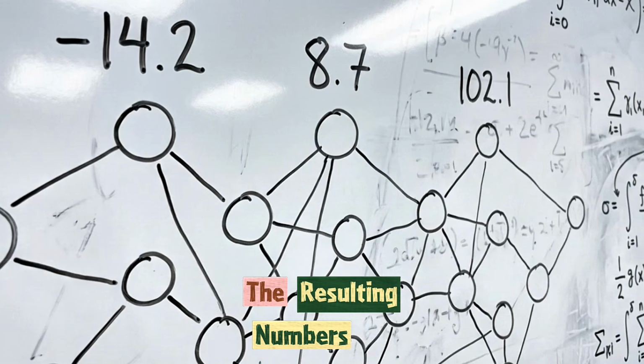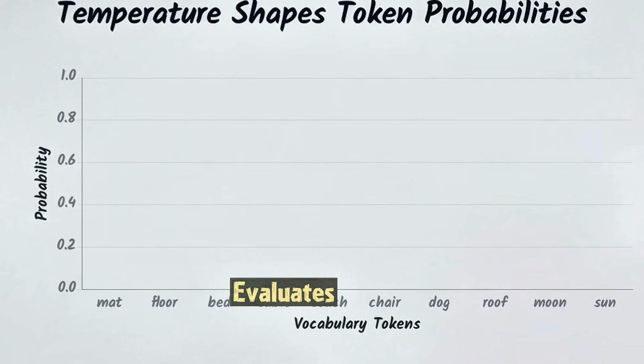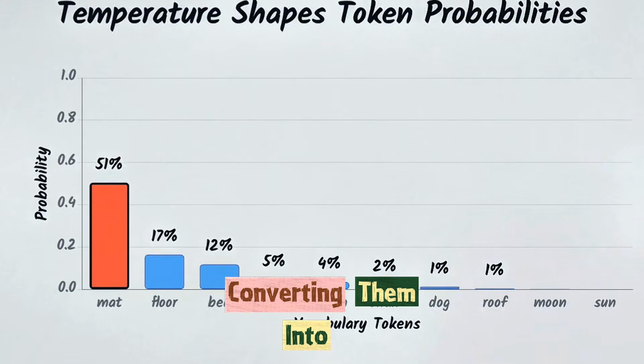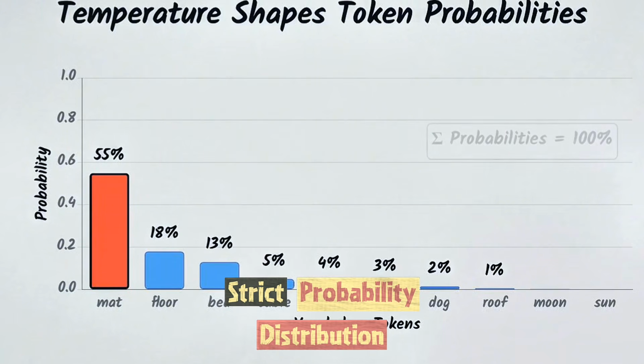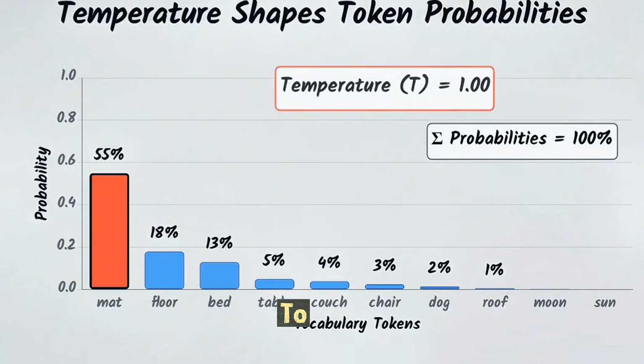The resulting numbers at each of these 50,000 nodes are raw, unbounded scores known as logits. A final softmax function evaluates these logits, converting them into a strict probability distribution, where every value falls between 0 and 1, and all values sum to 1.